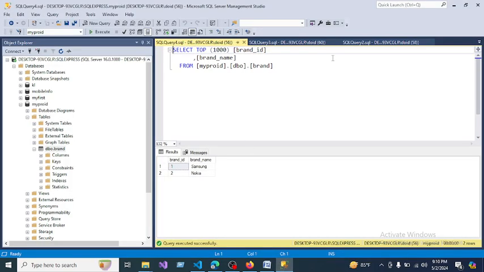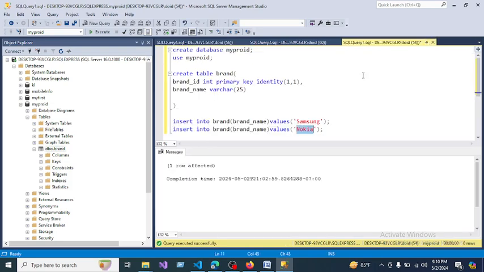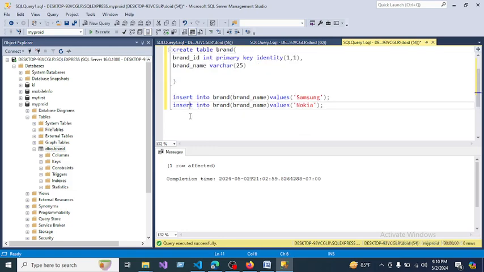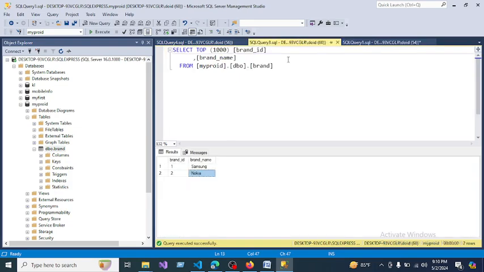go to Visual Studio, then paste here. Look at this. And there are only two columns for my brand table. First one is brand ID and second one is brand name.